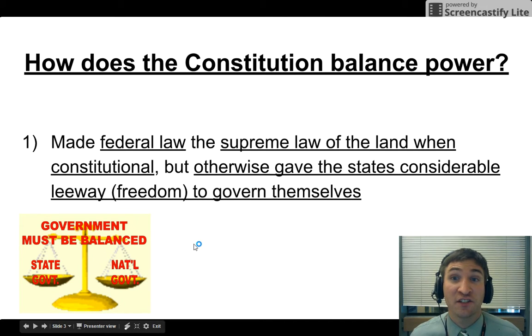How does the Constitution balance power? The first reason made federal law the supreme law of the land when constitutional, but otherwise, the Constitution gave the states considerable leeway, meaning freedom, to govern themselves.